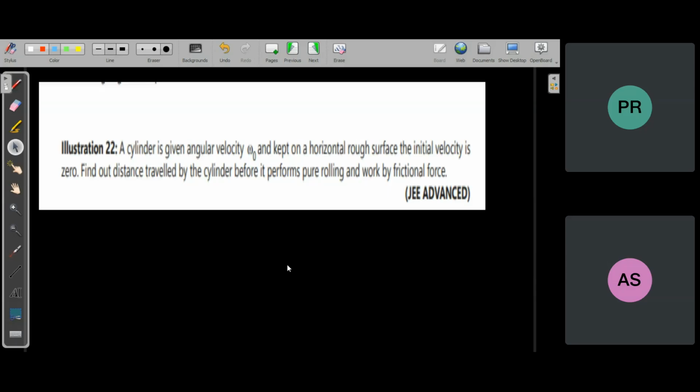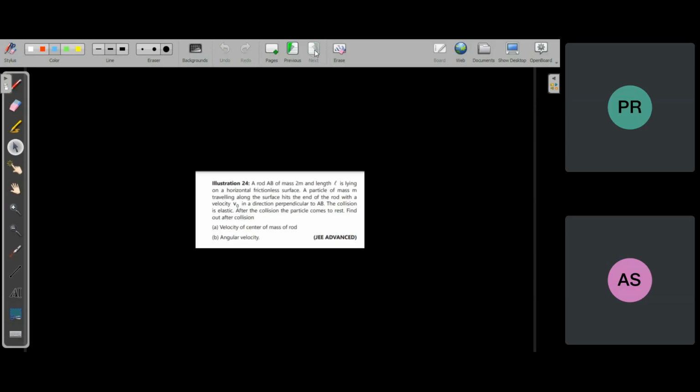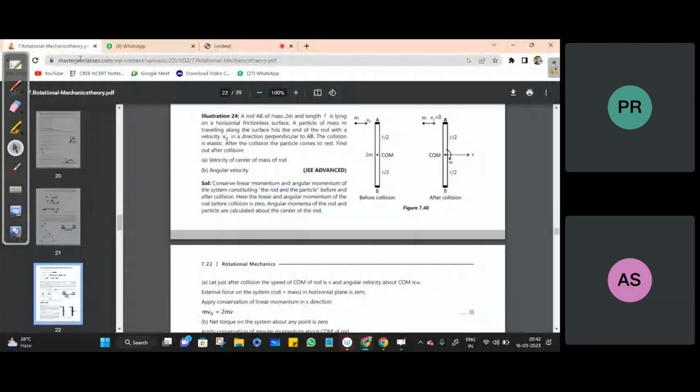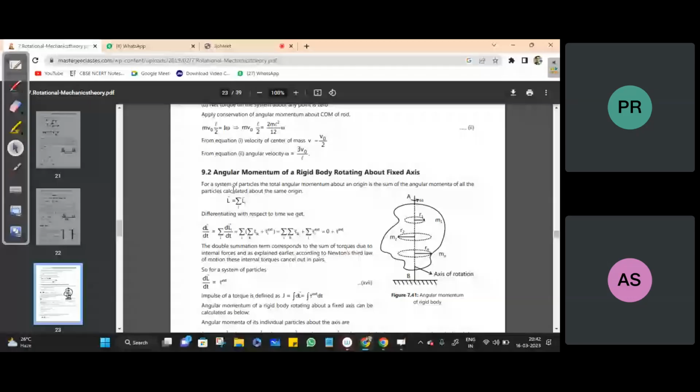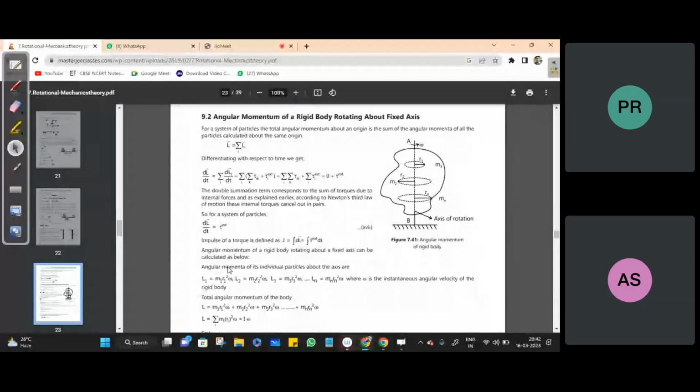Sir, is there any special condition for pure rolling, sir? Yes, so we have not discussed pure rolling. Sir, no, sir, we have not discussed it. Okay, so we'll discuss pure rolling first, and then you can do these questions. So let's go back. Okay, so leave this question. We'll do it in today's lecture after doing pure rolling.